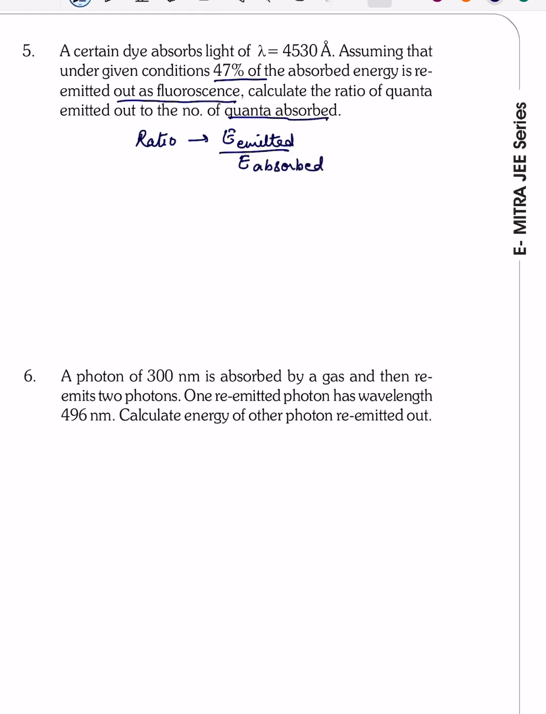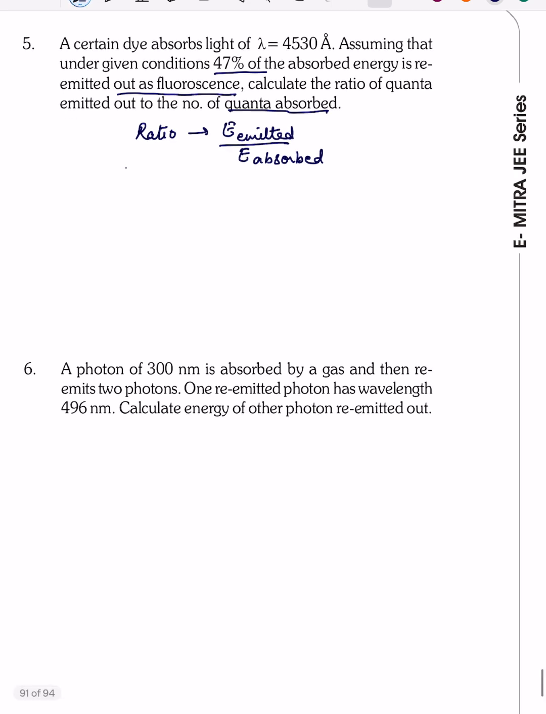Correct? So let's find out both of them. How much is it absorbing? The energy of the quanta that it is absorbing will be equal to hc upon lambda. So hc we can take as 1.988 into 10 to the power minus 25 upon lambda, which is given to us as 4530 into 10 to the power minus 10.